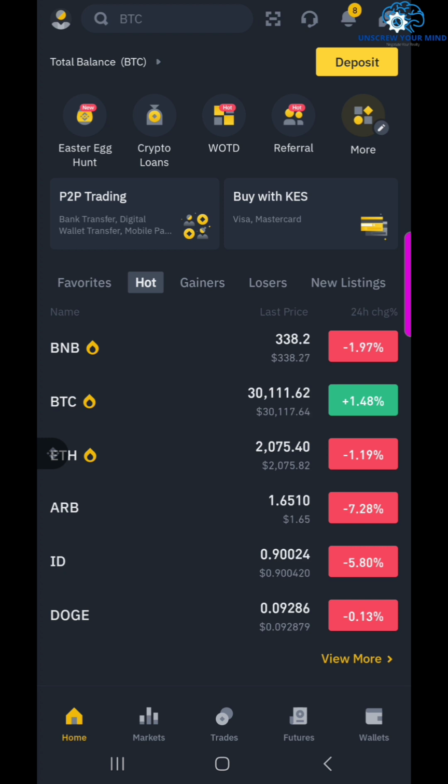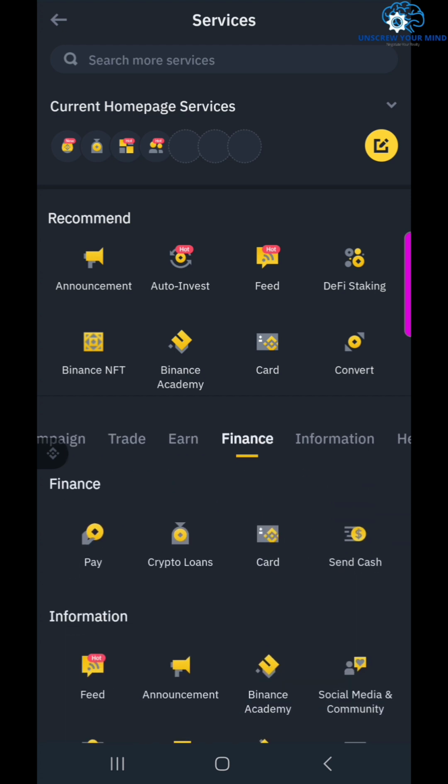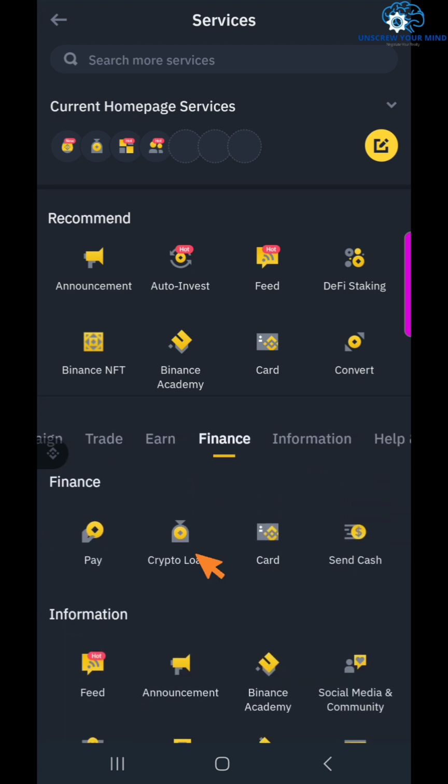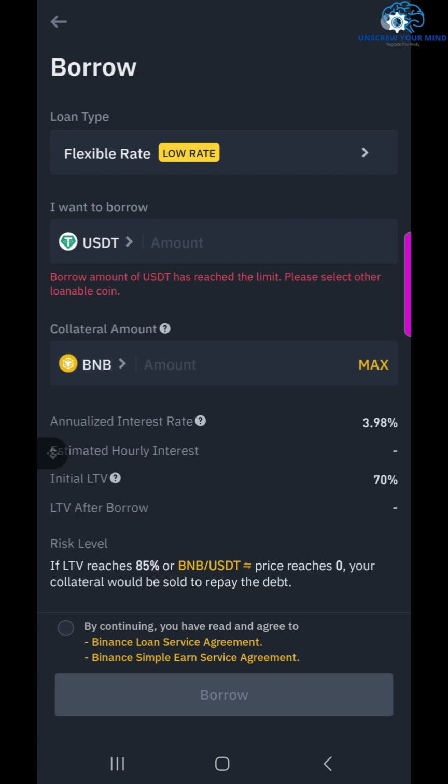So as you can see at the top of my screen there, Easter egg hunts, then crypto loans. But if you do not see crypto loans on your page like that, you can click on more and then shift this until you see finance. So you can click on finance and you'll see crypto loans there. So click on crypto loans and then you're going to have this page where you're going to click on start borrowing.